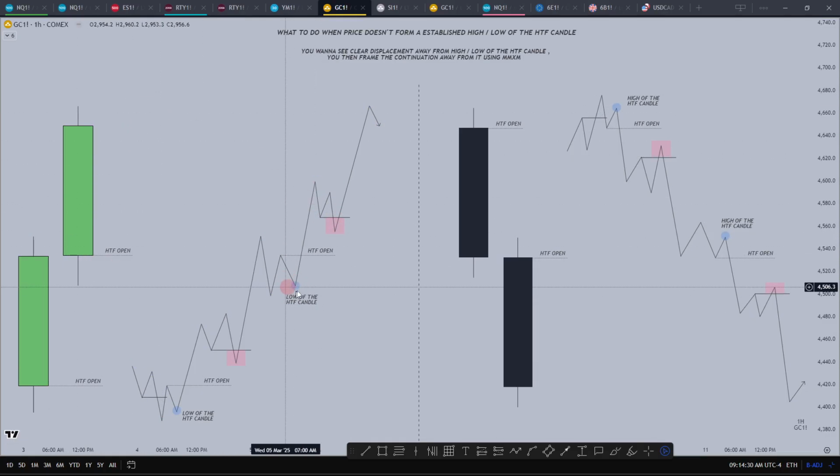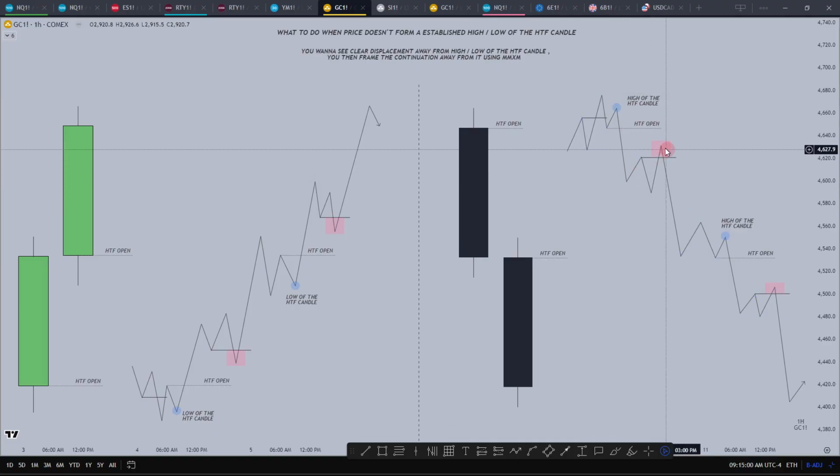It's just that I can't trust this low, so I will wait for price to displace away from it, showing me price is really going to move away from it. Then I frame continuation legs aligning with OLHC or high time frame candle's profile. Vice versa here: I can't trust this high because it's not an established high of a high time frame candle, but price displaces away from it and forms a continuation leg.